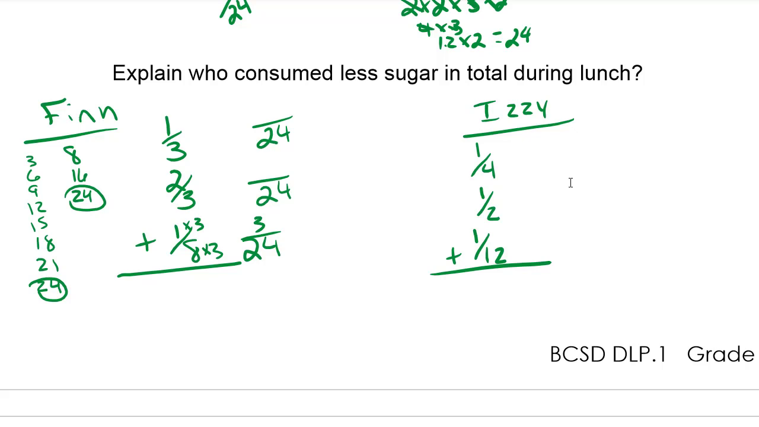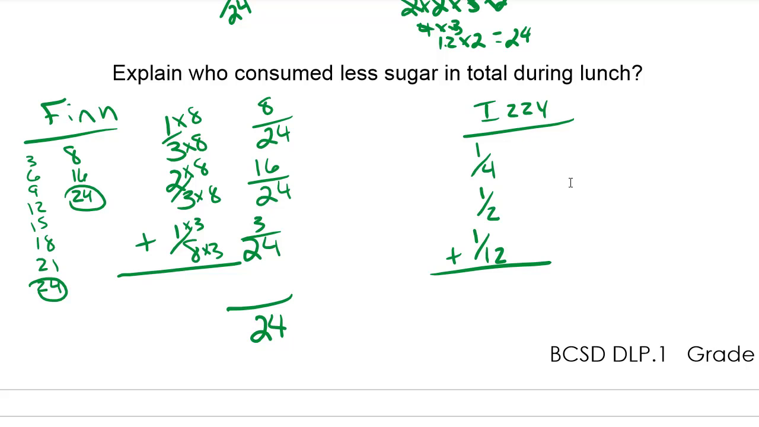1, 2, 3, 4, 5, 6, 7, 8. Right? 3 times 8. And then 2 times 8. Okay? So 2 times 8 is 16. 3 times 8 again, because we've already done this. And so then 1 times 8 is 8. So in order to figure this out, we would just add our numerators. So our answer would be the numerator over that 24.